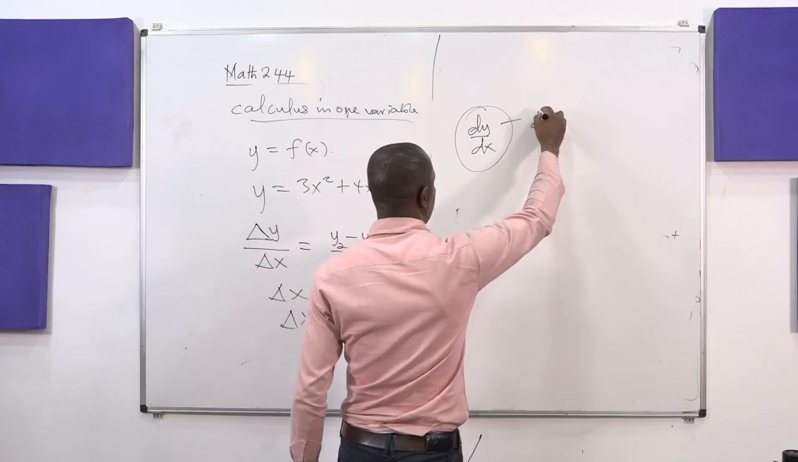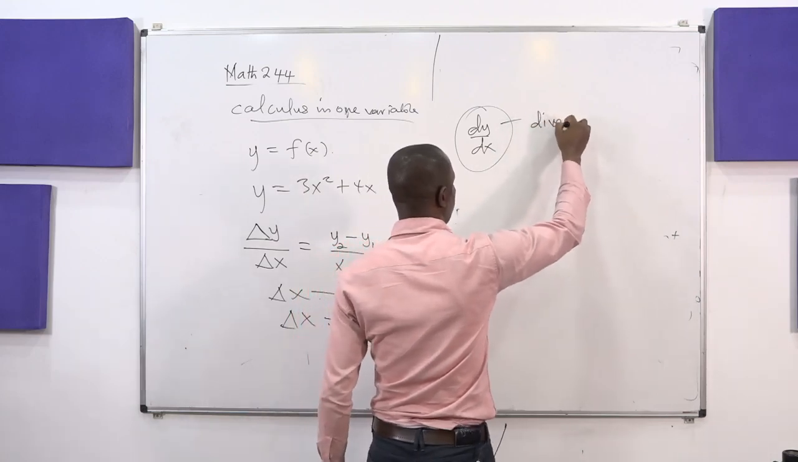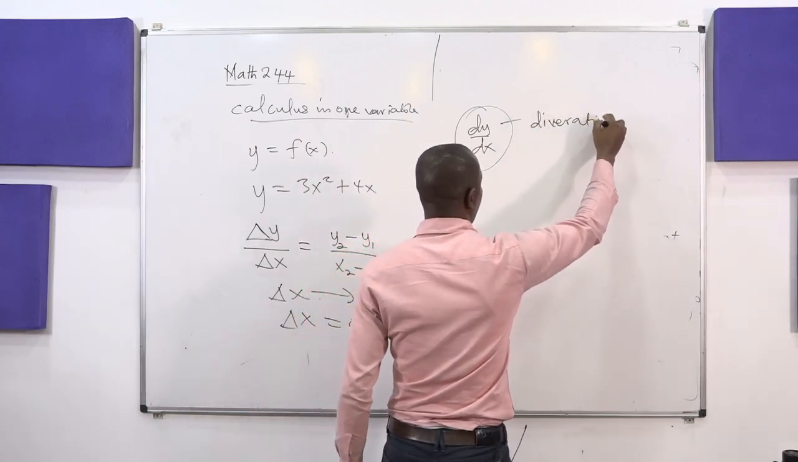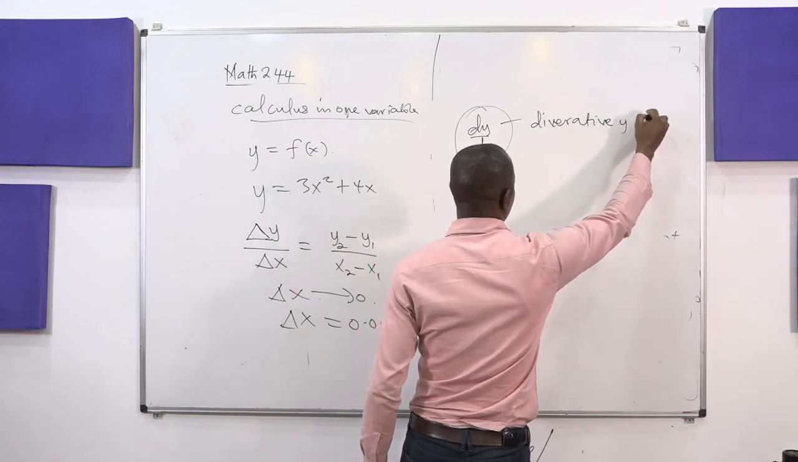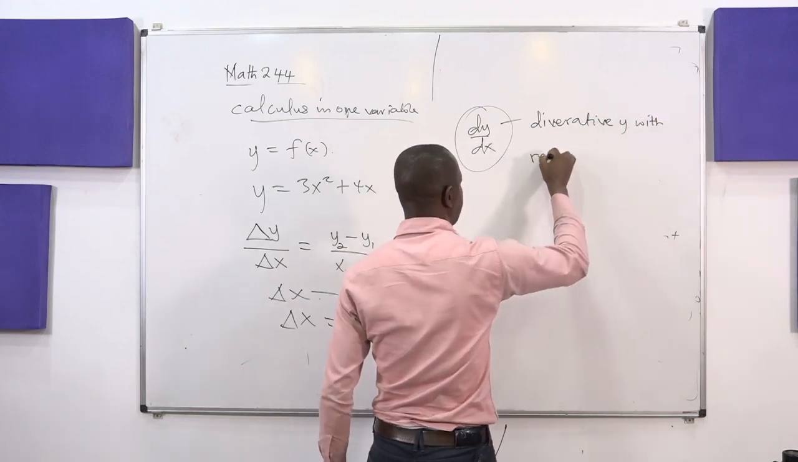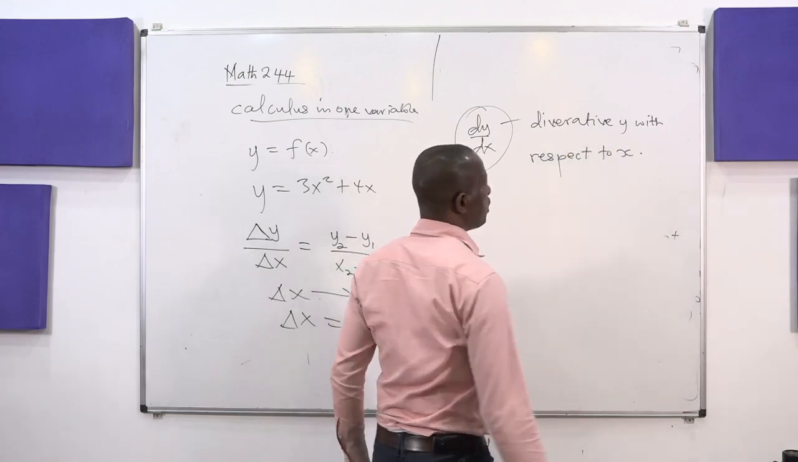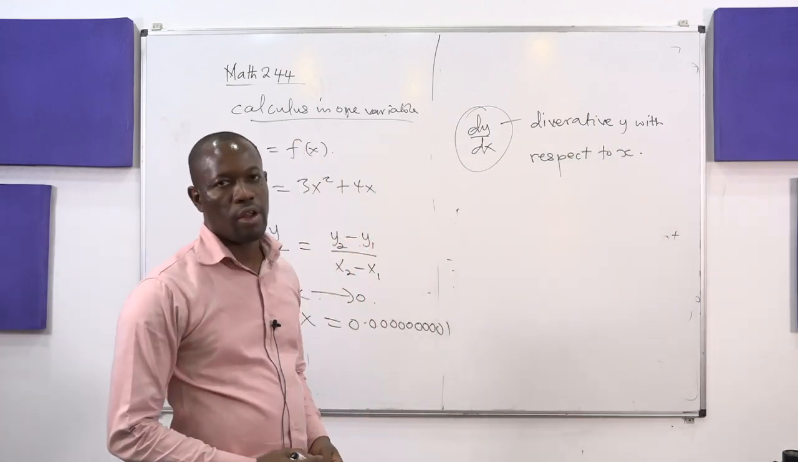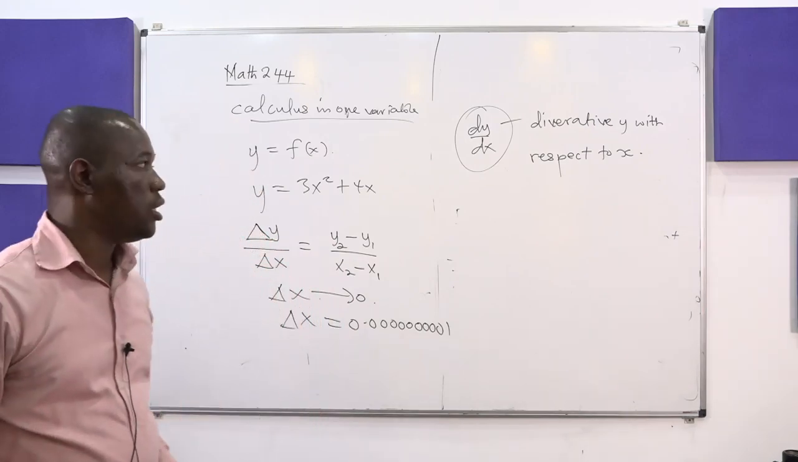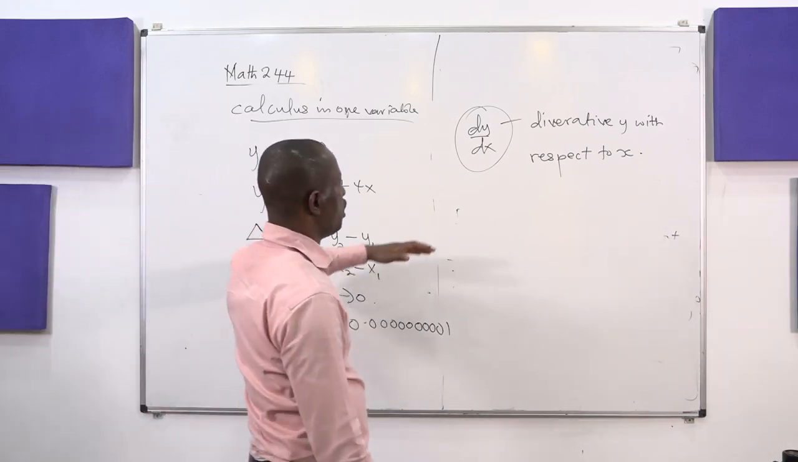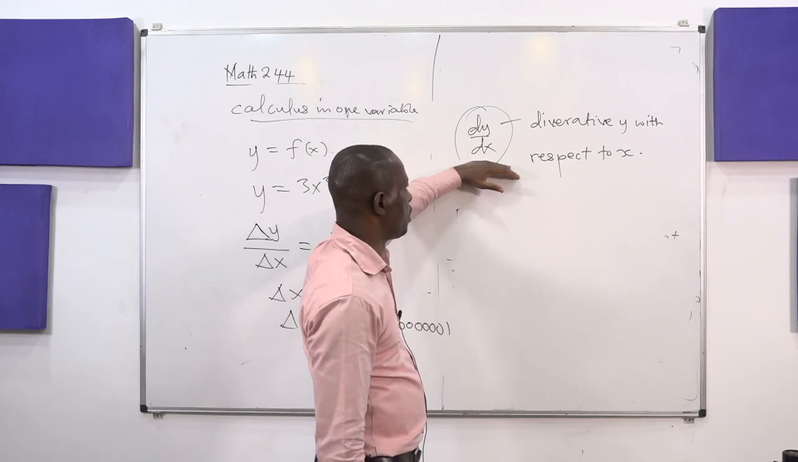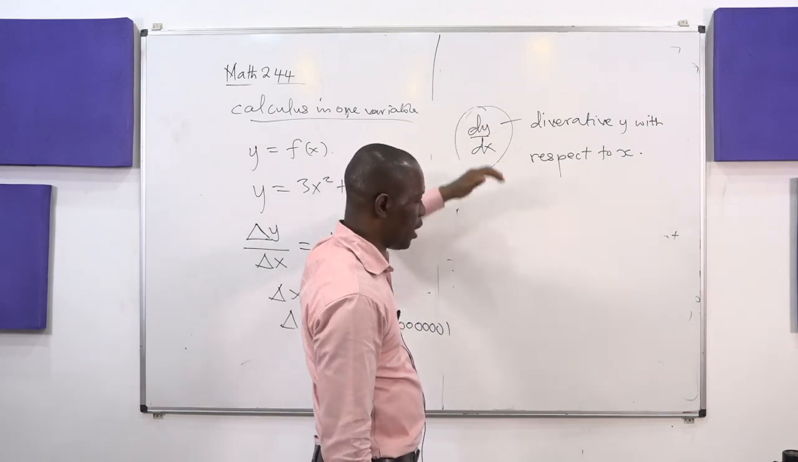So when the change is small, you write this as dy/dx. That's the derivative of y with respect to x. We are doing a differentiation. This means the change in y as a result of the change in x.